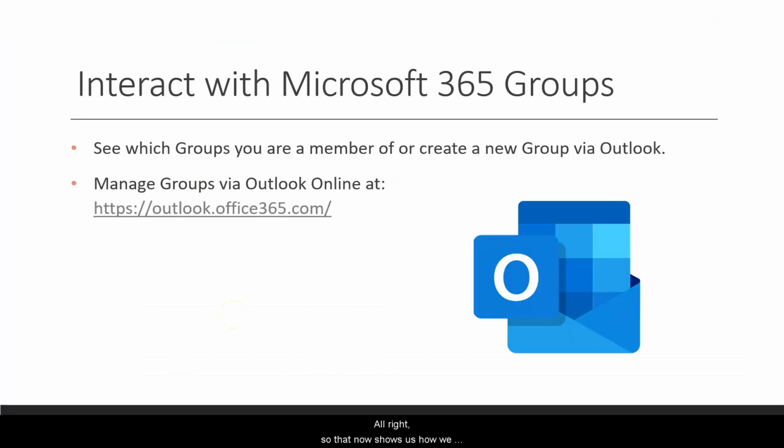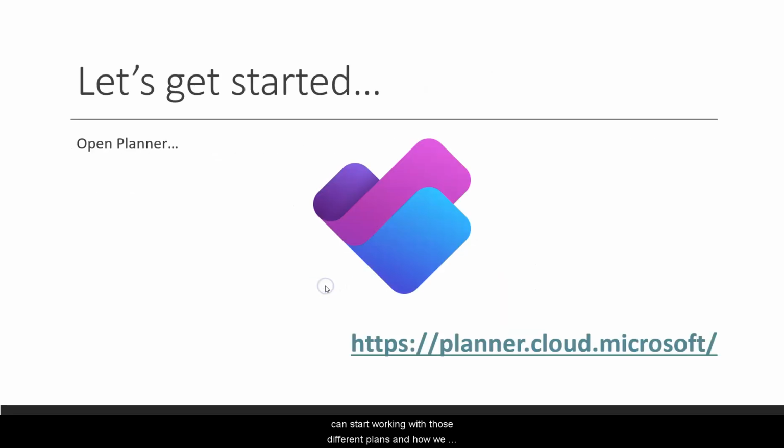All right, so that now shows us how we can view some of those Microsoft 365 groups that we are a member of. Let's now jump into Planner and have a look at how we can start working with those different plans and how we can then add or remove members from those. So let's go to planner.cloud.microsoft, which is the current URL for the Planner website.